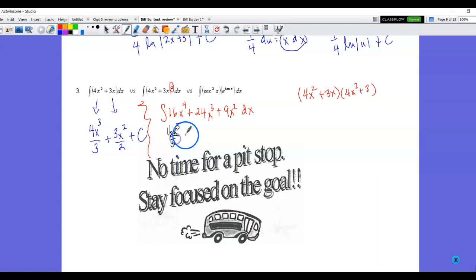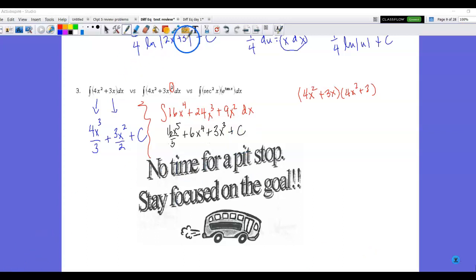In other words, this turns into a pretty normal problem. 24x to the fourth over 4 is 6x to the fourth. 9x cubed over 3 will be 3x cubed. And guess what? Yeah, don't forget the C. So that's the first two problems of number 3.